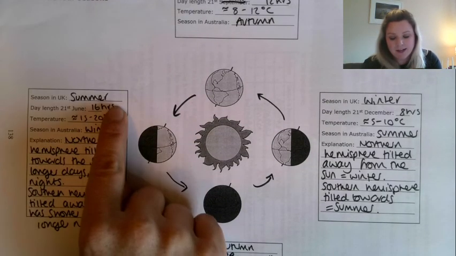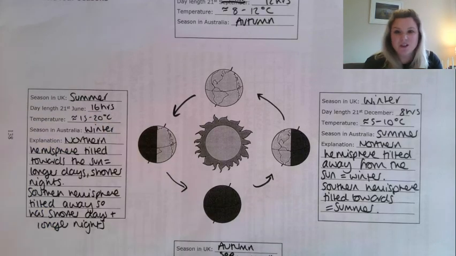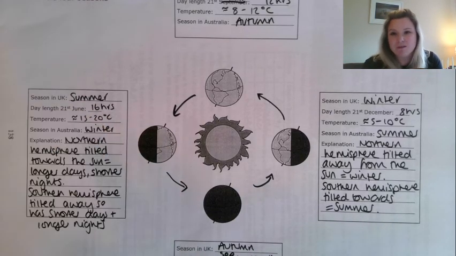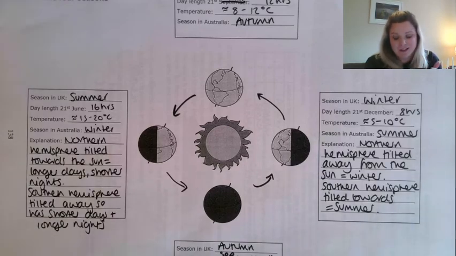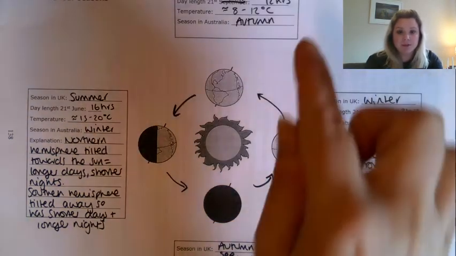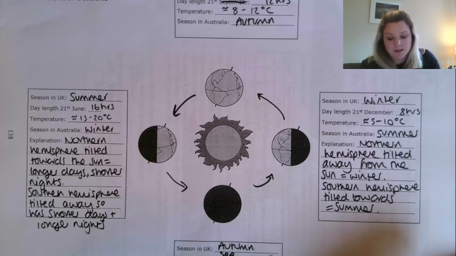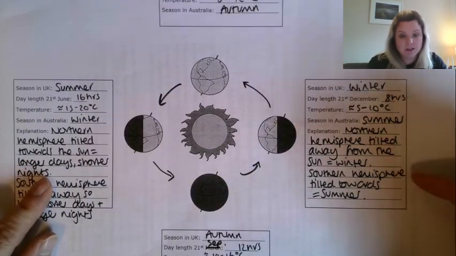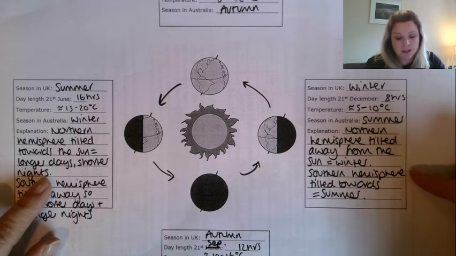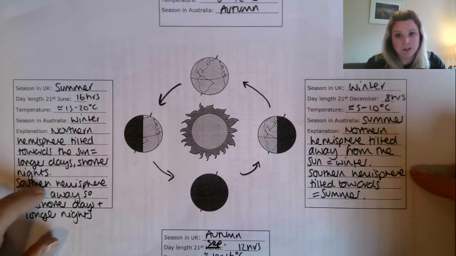For the day length and the temperature, obviously it's not the same as the temperature, so I've just given a range. You may be outside of that range, but that's still fine, as long as the pattern of the temperatures is right. The next one then I would fill in here would be the winter one, and the explanation is here if you want to pause and get that written in, but it's basically the opposite of what I put for the summer one.